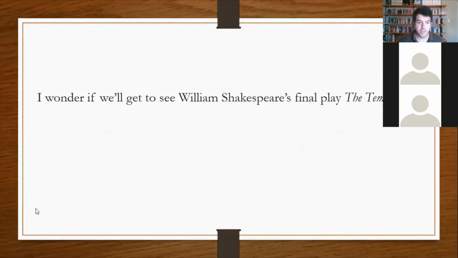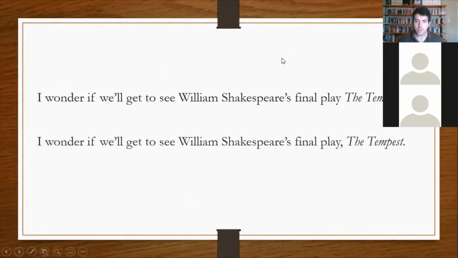Good, after play, you'd put in the comma. William Shakespeare wrote a bunch of plays, but he has only one final play. That's The Tempest. So Shakespeare's final play and The Tempest are equivalent. The Tempest is extra information. It's an appositive. You set it aside with a comma.